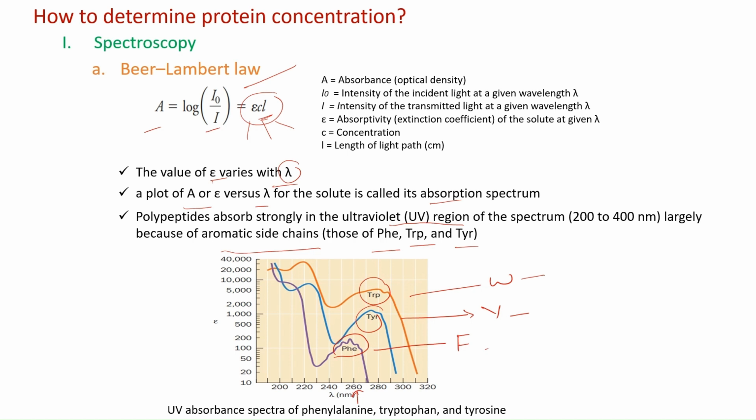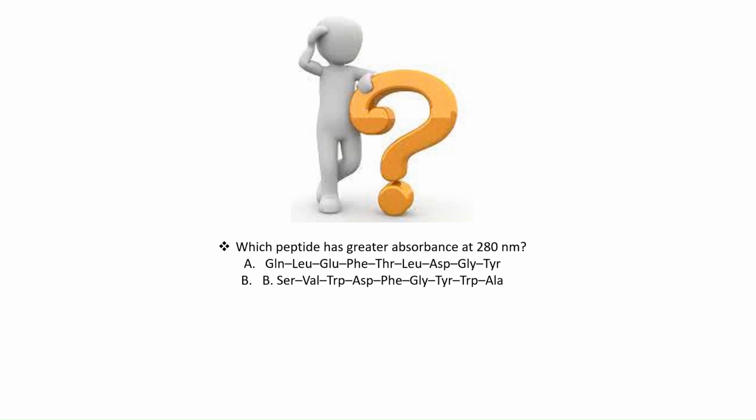Okay, so we can determine the protein concentration by the spectroscopic method. Now, one question from my end for you all: which peptide has greater absorbance at 280 nanometer? Two peptides are given, peptide A and peptide B, having a particular set of amino acids. Now you have to tell me which peptide will absorb more at 280 nanometer. How can you get it? You have to check the amino acids present in each peptide. If you check that and match it with the spectroscopic slide, you can easily tell me which peptide will have a greater absorbance.